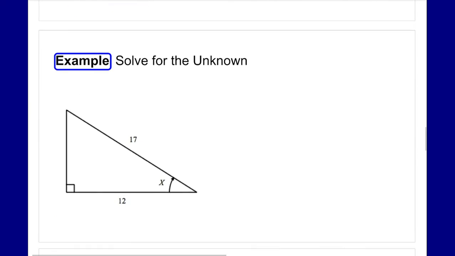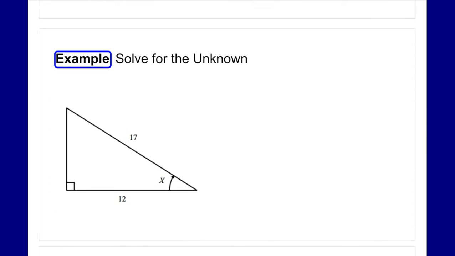So let's solve for the unknown. First thing we want to do is label our sides. I have my angle here. The side across from it is the opposite. I see my 90 degrees. Across from that is the hypotenuse. Next to my angle is the adjacent. So that's the first step, labeling your sides.